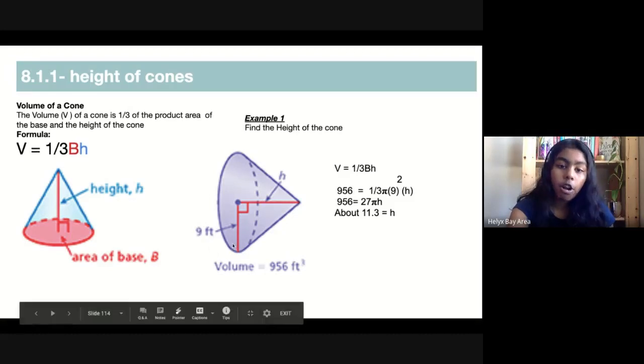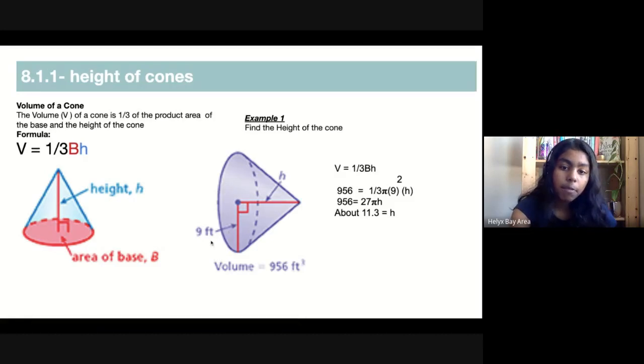If we look here, we are already given part of the area of the base, and we know the radius here is 9, looking at the picture. So we're going to plug 9 into our formula, and we're left with 956 equals 1/3 pi 9 squared times h. Simplify, 956 equals 27 pi h. Since we're solving for height, we're going to divide 27 times pi onto both sides. And we're left with h equaling about 11.3 feet.